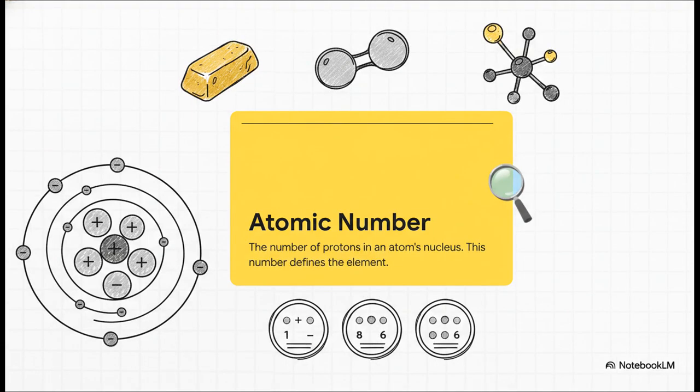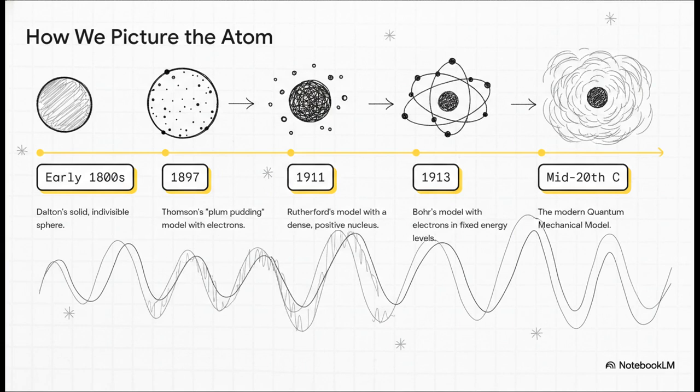And here's the crucial part. An element's identity, whether it's gold or oxygen or carbon, is decided only by its number of protons. That's it. This is called its atomic number, and it's basically a unique ID for every single element in the universe.